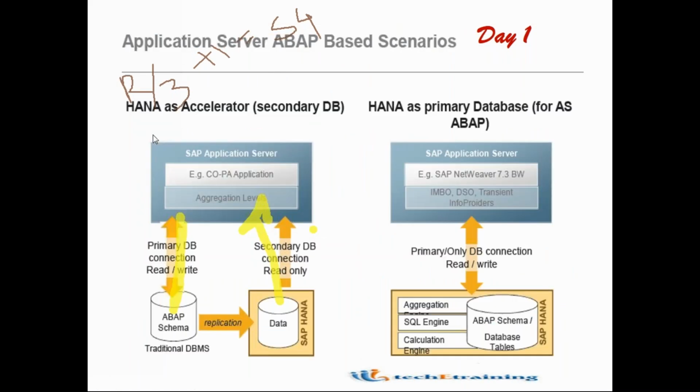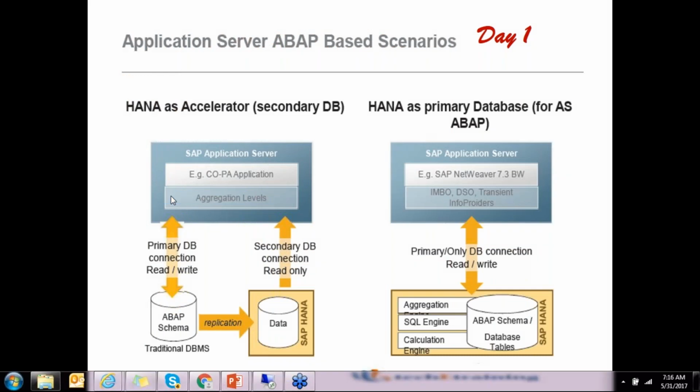Okay. HANA as a primary database and HANA as a secondary database. HANA as a secondary database works as an accelerator. We are not disturbing the SAP R3 landscape. Without disturbing it, we have one more parallel database, like how we maintain BI BW systems in parallel, right?